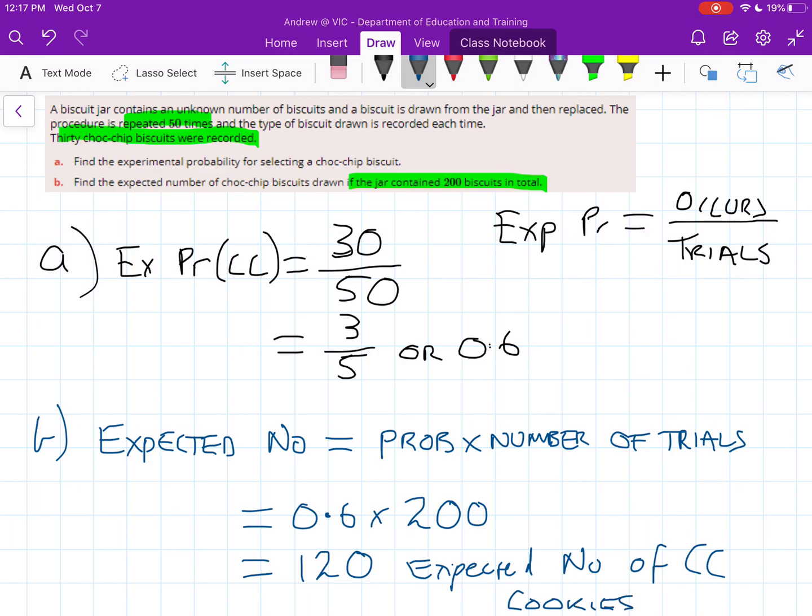trials. So we can only use the information that we've got to have the best estimate of what will happen if there's more trials. So hopefully this helps with working out experimental probability and finding the expected number from a certain amount of trials. And good luck.